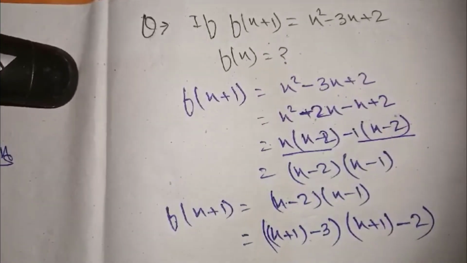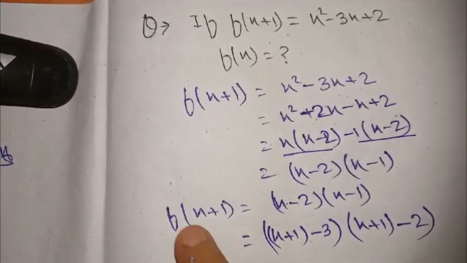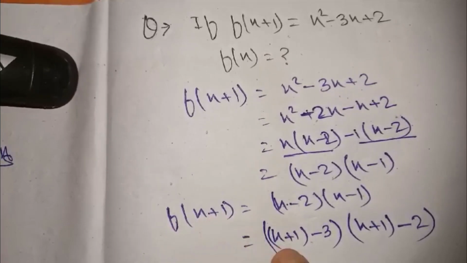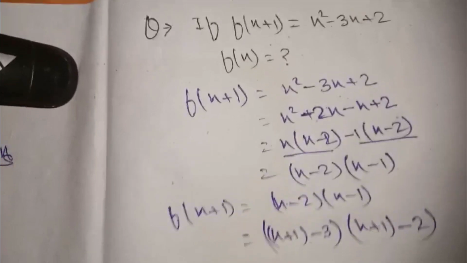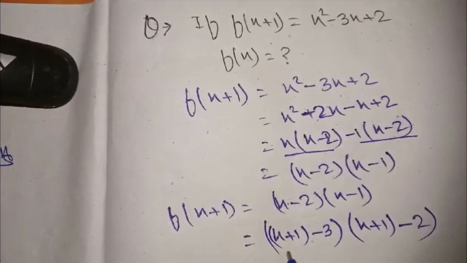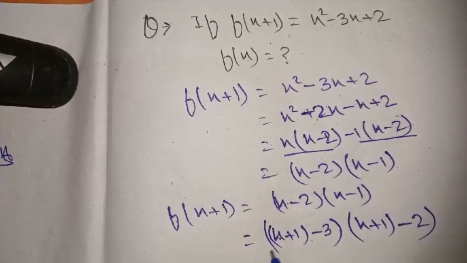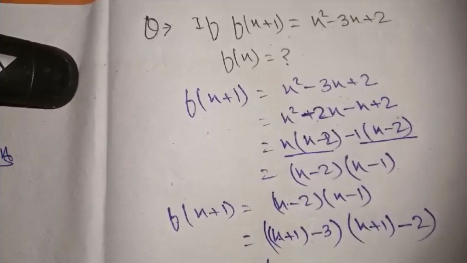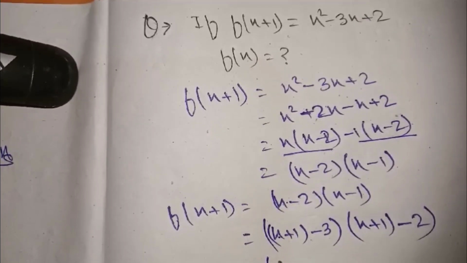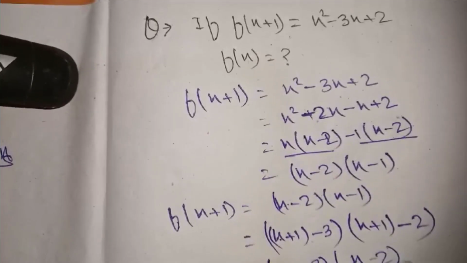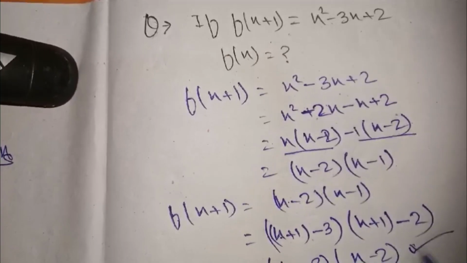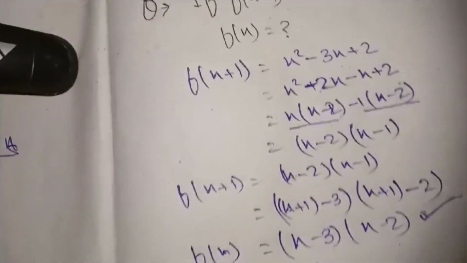Okay, so now see here that in the place of x plus 1, here is x plus 1 and here is x plus 1. So if we want to find f of x, it means we have to write x in place of x plus 1, because we have to find f of x. Okay, so in place of x plus 1, when we write x, it becomes x minus 3 and it becomes x minus 2. This will be our answer. Okay, thank you.